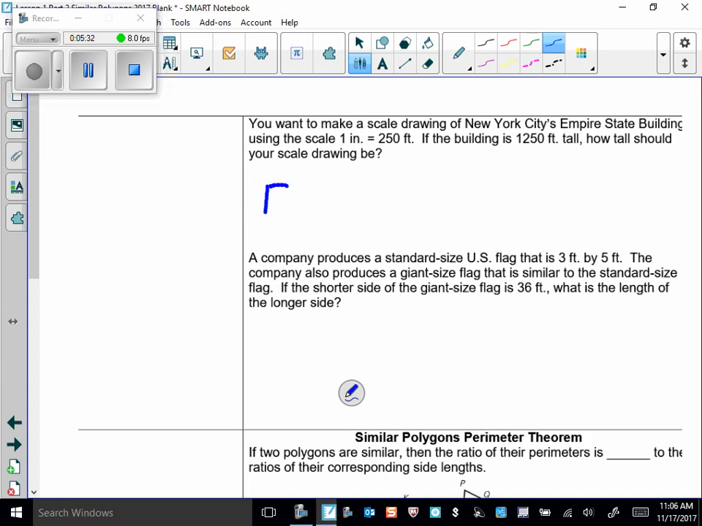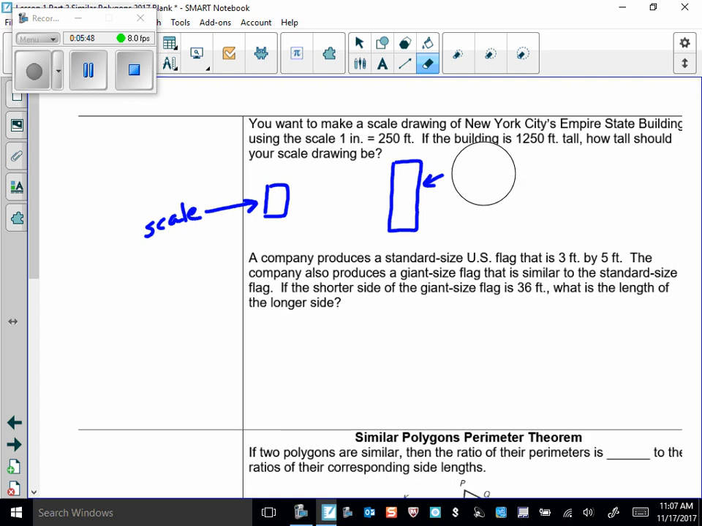So I'm going to draw myself a little sketch because, you know, that's what I do. So here's my scale drawing, and here's the actual building over here. We know the actual building is 1,250 feet tall.